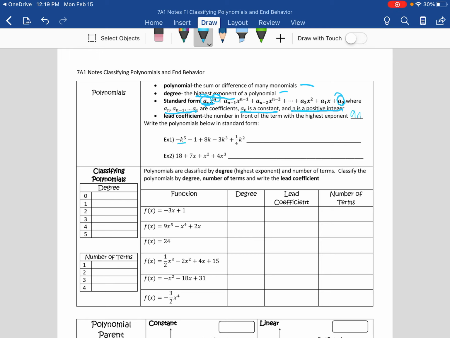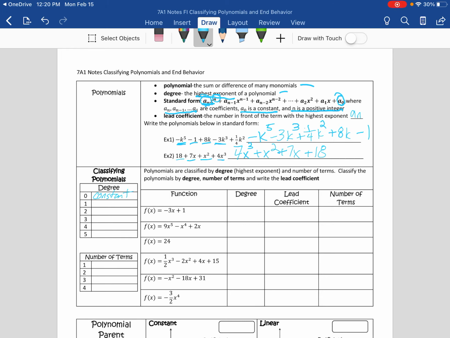So one of the things you need to make sure of is that when you're looking at a polynomial, it is in standard form. This one is not in standard form because it does not go from highest degree to lowest degree. Right now, my highest degree is k to the fifth, so it's going to be negative k to the fifth, then negative 3k cubed, then positive 1/4 k squared, plus 8k, and then minus 1. Always ends in your constant. This one here, my highest degree is the 4x cubed, so it's going to be 4x cubed plus x squared plus 7x plus 18.